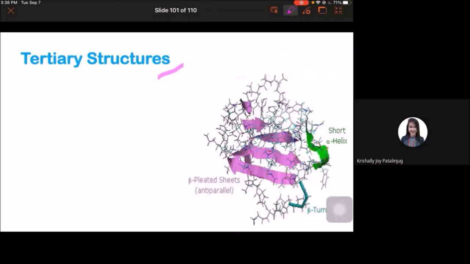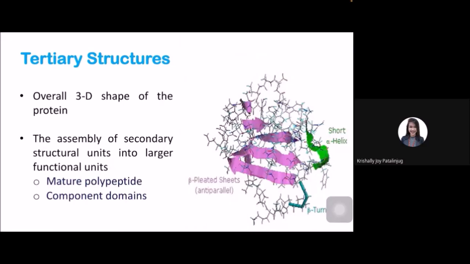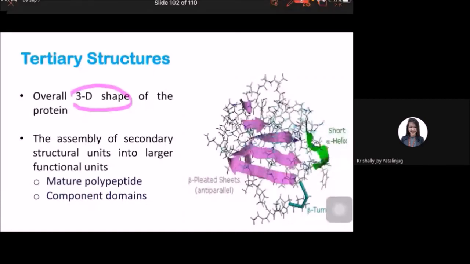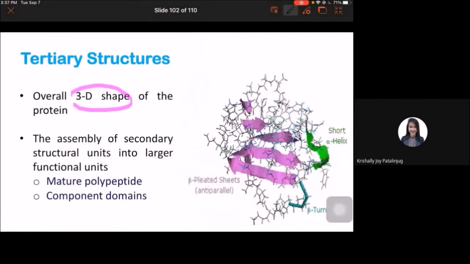Okay, tertiary structure. The tertiary structure is actually a higher level of the secondary structure, because in the levels of protein structure, we keep upgrading. And the key point in the tertiary structure, as we said, is that this is already a three-dimensional shape, the 3D shape of the protein.